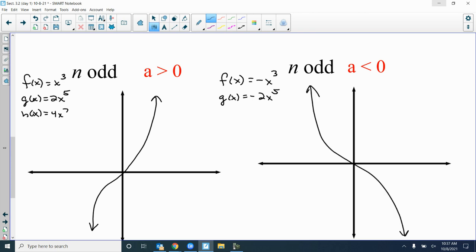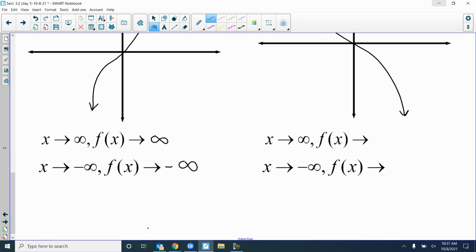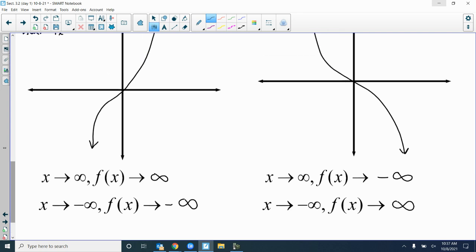End behavior. As x goes to infinity, f of x goes to negative infinity. As x goes to negative infinity, as we plug in smaller and smaller x values, it gets bigger and bigger and bigger. All right, once you got that, flip it over.